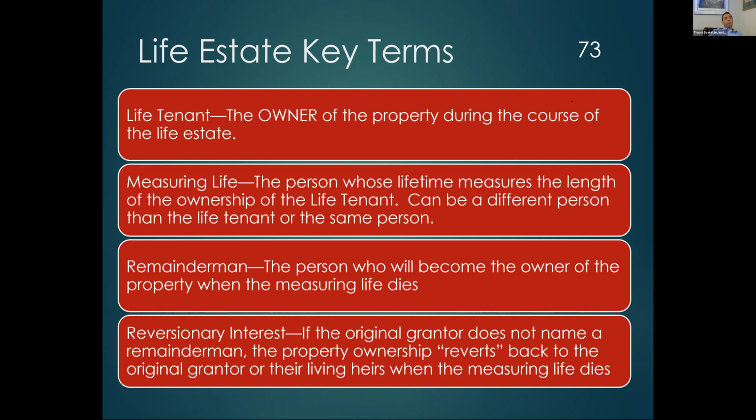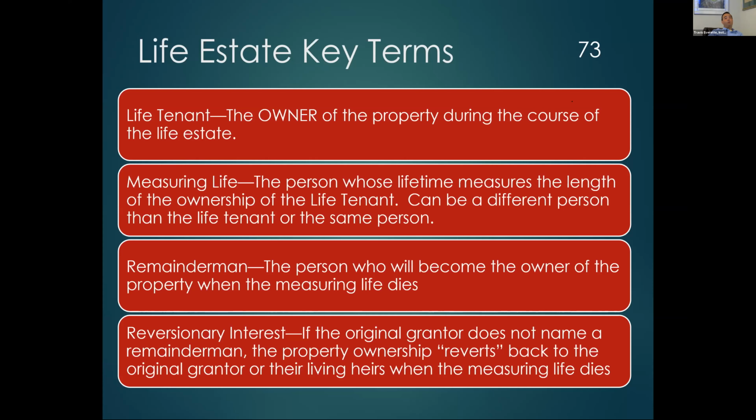I could leave the farm to my daughter until what? Until she dies. Oh, until she dies. And then I could name who gets it after my daughter dies. My grandchild. So that means no matter how badly my daughter screws it up, when she's gone, who's going to end up with the farm? My grandchild. Does that make sense for everybody?